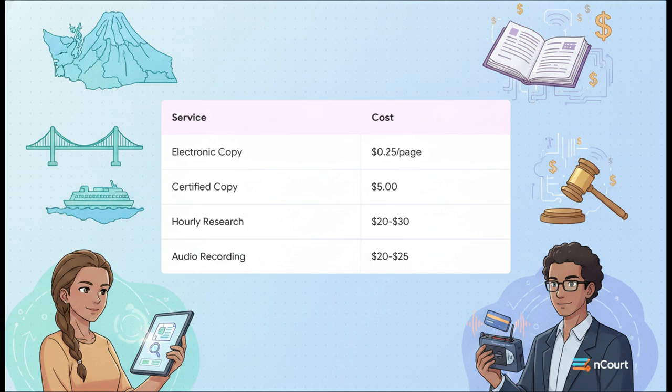Electronic and physical copies generally run between 25 and 50 cents per page. Need a certified copy? That'll typically run you $5 for the first page. If the clerk has to research the archive for you, expect to pay a statutory research fee of $20 to $30 an hour. Audio recordings of hearings? Usually $20 to $25. And keep in mind, counties often use third-party portals like NCourt for digital payments, and those come with their own extra processing fees.